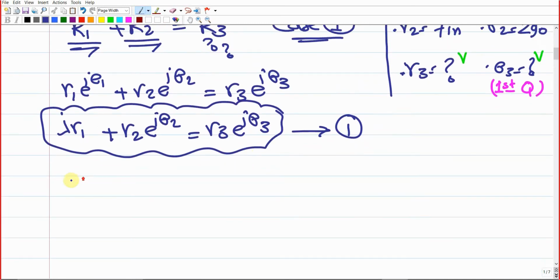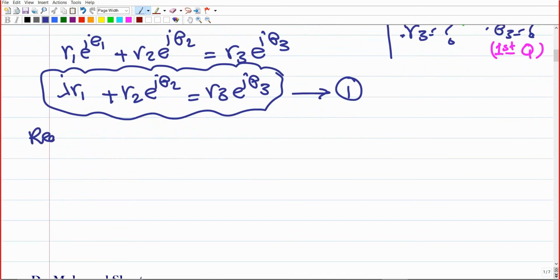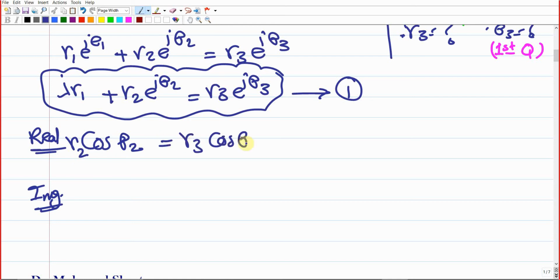Make sense? Now your objective to complete the position analysis is just to collect the imaginary and the real terms. The real term, this term definitely it is imaginary term, so I'm gonna skip this term. The real term of this R e^(i theta), it should be the cosine of theta 2, but it should be multiplied times R2. The real term of this part should be R3 cosine theta 3, and this is gonna give us the first equation A.